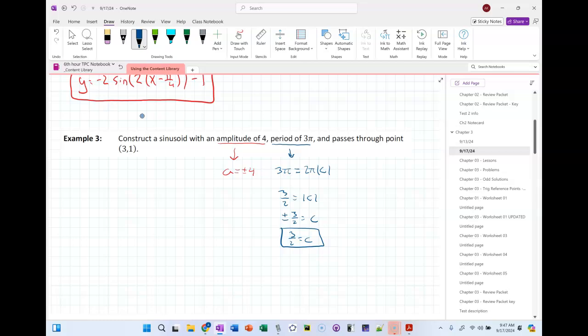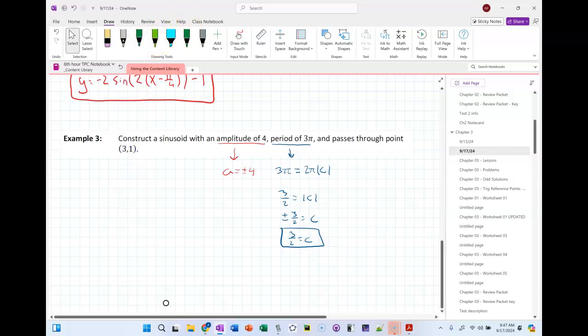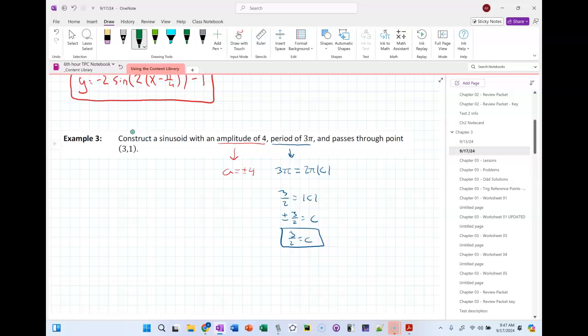Now, what two things do I still need? I still need h, and I still need k. The only thing I haven't used is this point. Does it tell me what kind of point 3, 1 has to be? It doesn't, right? It doesn't tell us that 3, 1 is a midline point or a maximum or a minimum or something else. You know what that means? I have the freedom to choose what kind of point that is.